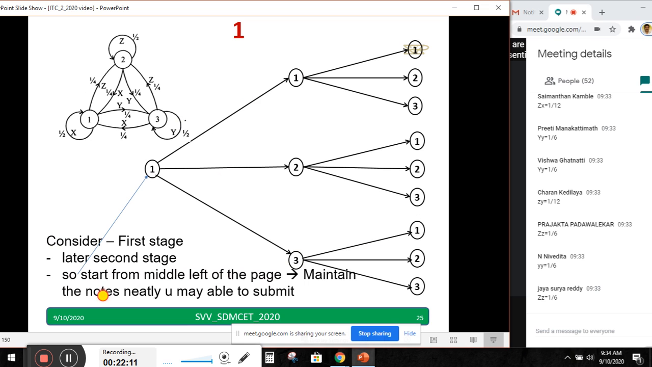Maintain the notes neatly because I am asking you to submit your notes in the Google Classroom after a few days. So it's better to maintain neat notes. Whatever you have copied, you have to take a photo and submit in the Google Classroom. So let us go to the next slide. This we are going to discuss now. Only this much we will discuss, then we will go to the next stages.